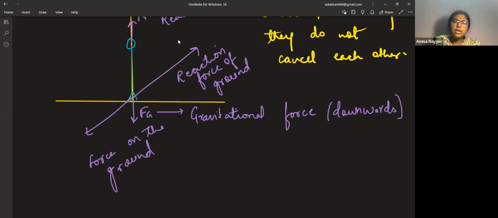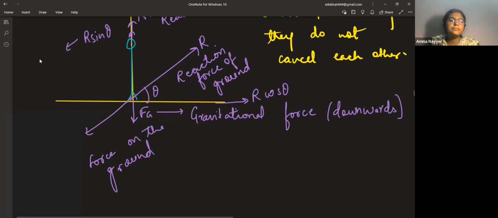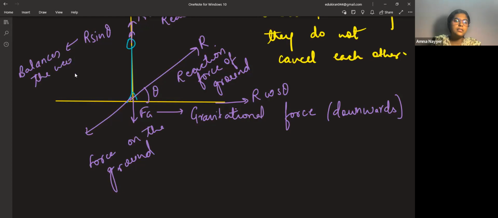Suppose, let's say, it will also resolve itself. Suppose this is R. Let's say this is theta. Resolution of vectors we have studied. This will become R cos theta and the perpendicular one will become R sine theta. Like this, it will be distributed and this helps us in balancing. Basically, this balances the weight. This reaction balances the weight along with the normal reaction.